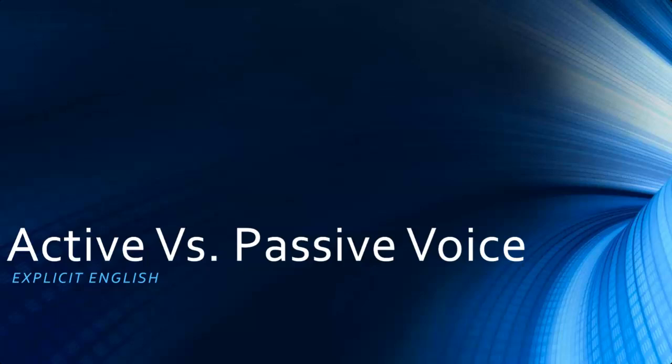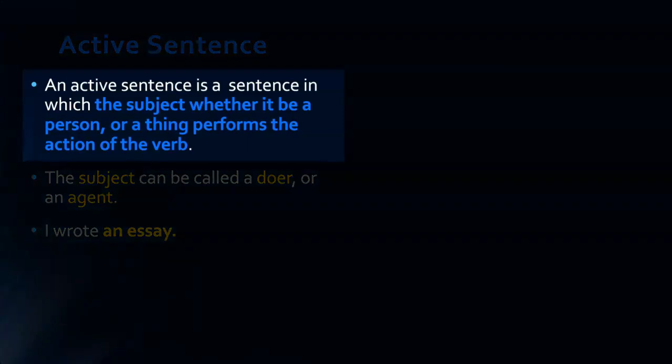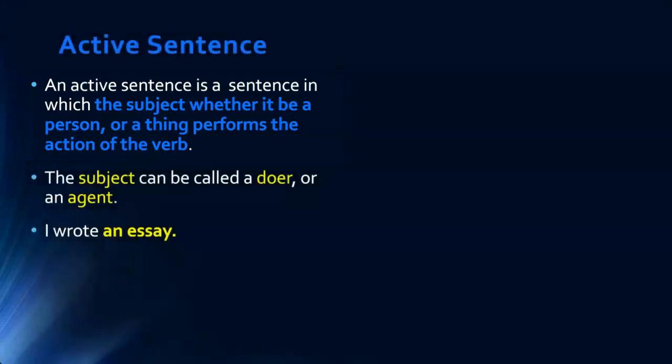In this short video, I'm going to explain the difference between the active and passive voice. So let's get started. Let's look at the active sentence first. An active sentence is a sentence in which the subject, whether it be a person or a thing, performs the action of the verb. It's who the sentence is about, or what the sentence is about. The subject can also be called a doer, the one who does something in the sentence, or an agent.